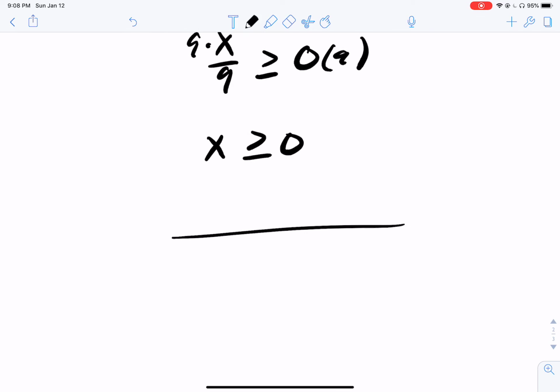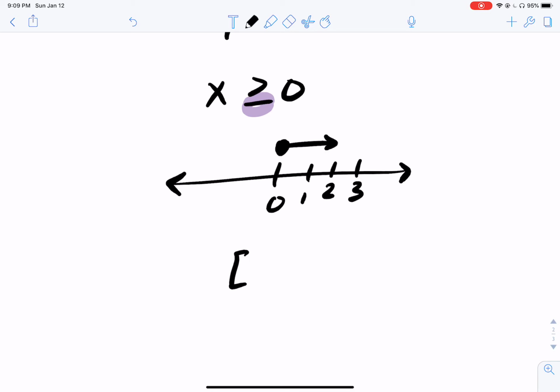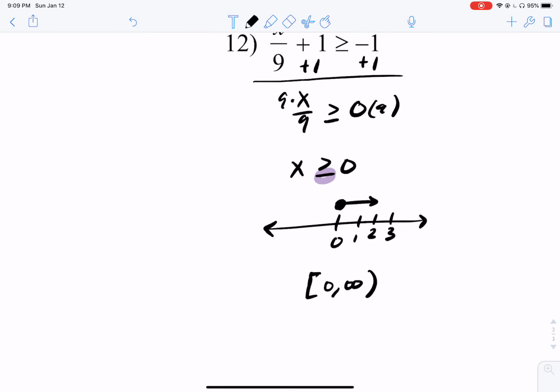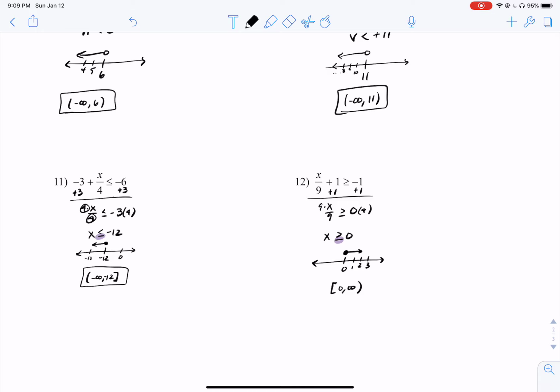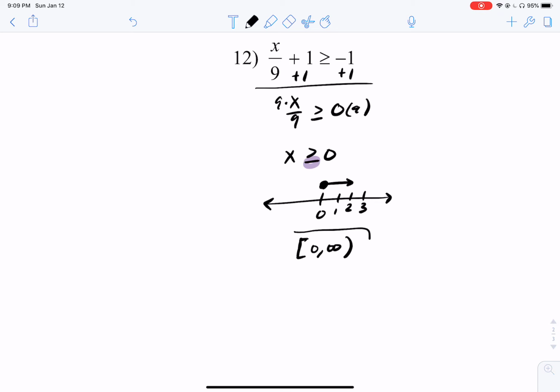So on the number line, we would have 0. We would use a closed circle because of the equal sign. The numbers to the right are all the numbers greater than, and so on. So on the interval, because of the equal sign, the closed circle, we would start with a bracket, and the smallest possible number is 0. And because we're going all the way to infinity, the biggest number would be infinity. Now notice that on every single one of the examples, infinity always uses parentheses. So there you go, there's your answer for the last one.